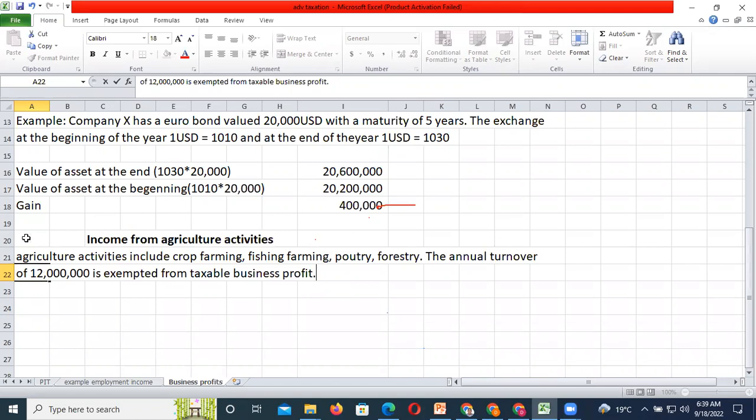Even livestock, I think I've not mentioned livestock. Even livestock is included here. So the annual turnover of 12 million from agriculture activity is exempted from the taxable business profit. I think that one is also clear. Yeah, that is a tax policy, Fiona.